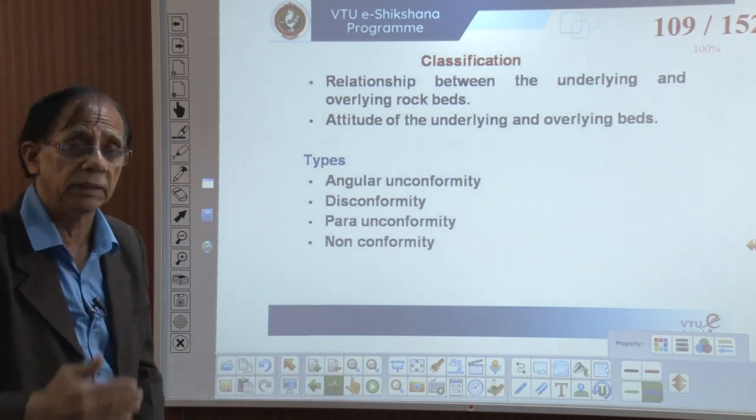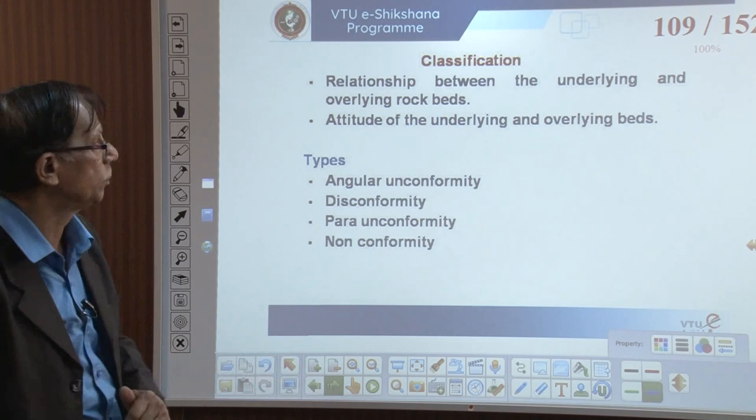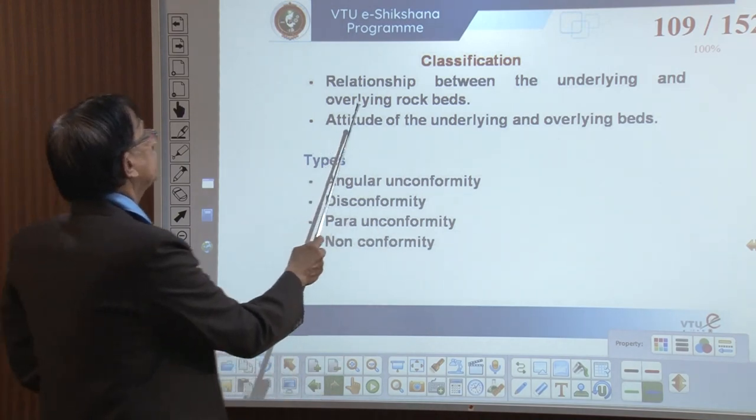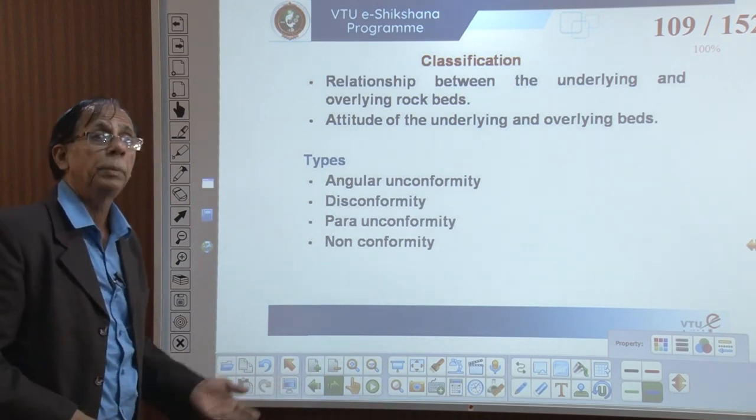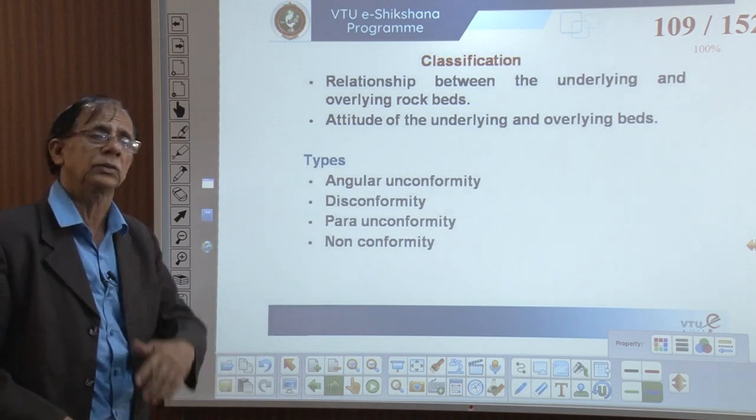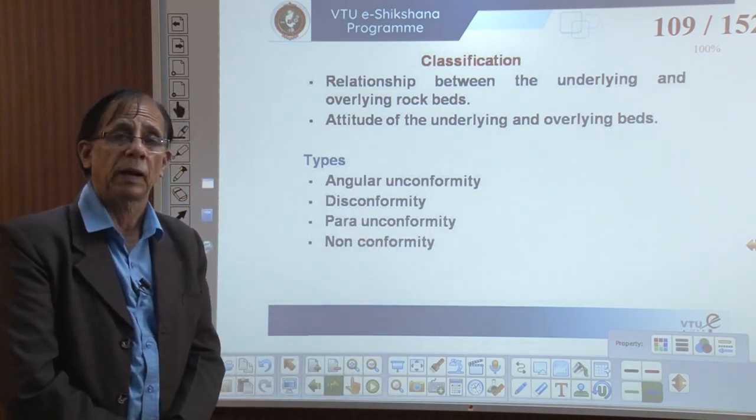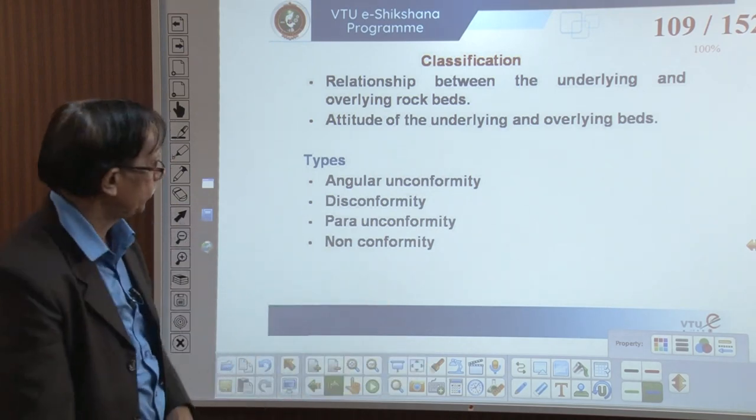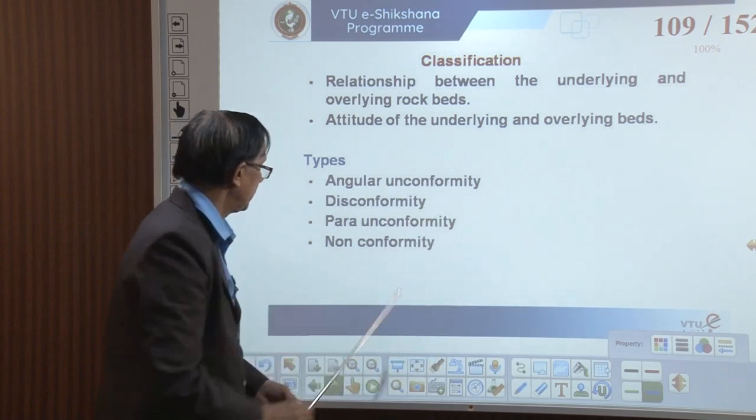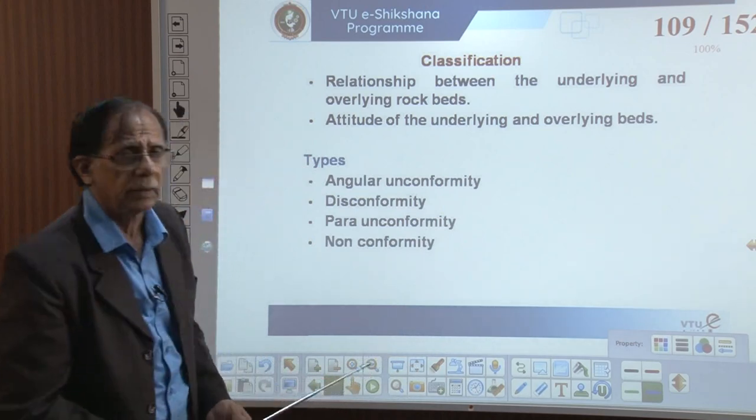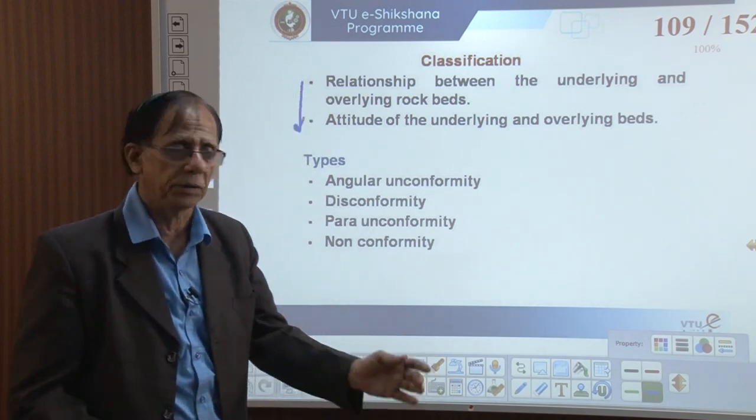Now, after knowing the stages, we shall try to understand the different types of unconformity and how we can classify them. People classify unconformity based on the relationship between the rocks below and above the unconformity layer, or they also consider the attitude, dip and strike of the underlying and overlying rocks. Taking both into account, we have different types of unconformity. We have basically angular unconformity, disconformity, para-unconformity, and non-conformity. Based on this relation, we are able to identify and classify them.